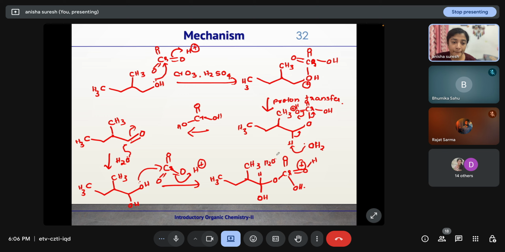Now water will abstract this proton, and CrO3H2 will be eliminated, leading to formation of CH3 CH3 double bond O, OH. So this acid is formed by Jones oxidation. So this is the mechanism of Jones oxidation, and the Jones reagent is chromium trioxide in H2SO4.